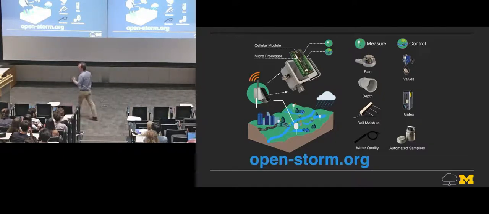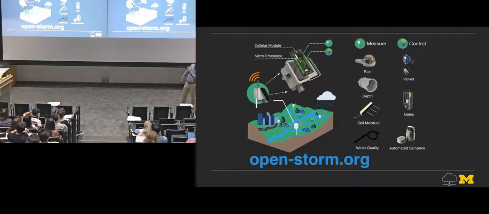It's a cell phone where you remove all the parts that you don't need for water. You remove the screen, you remove all the bells and whistles, and you're left with just a cell phone modem and the ability to plug in a bunch of stuff. So we plug in sensors that measure rainfall, water level, and soil moisture, and then we put these throughout a city. We could put like 100 of these throughout a city. They're connected wirelessly, and they send data to the internet, okay?